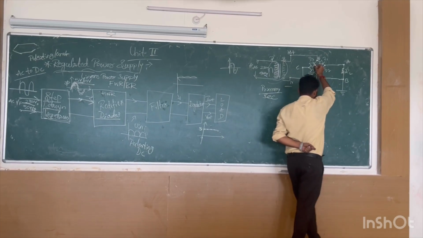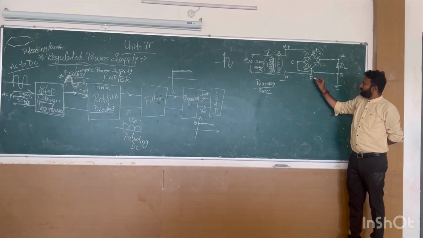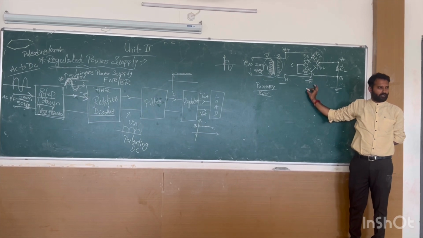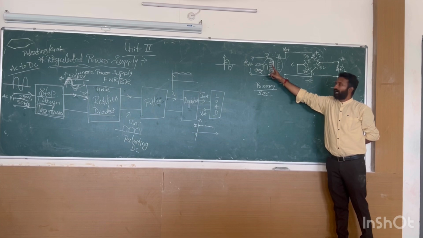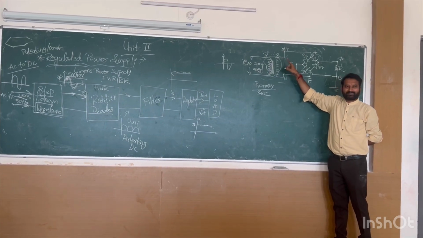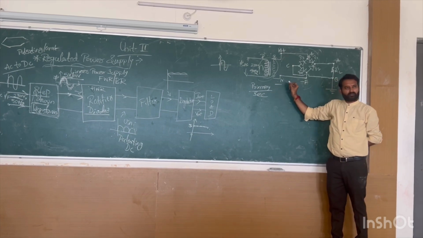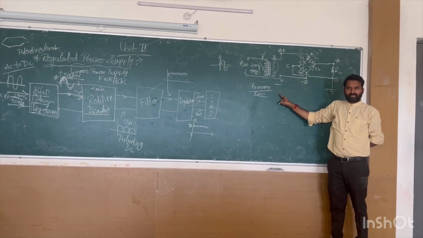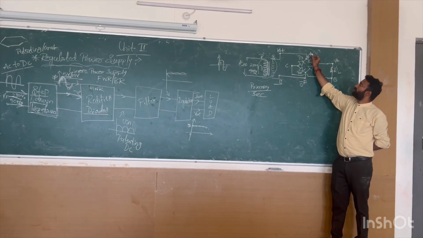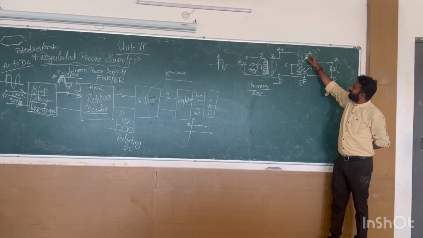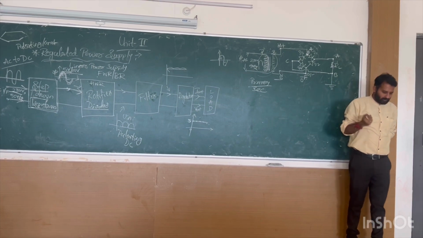Then what will happen here? A positive will appear at E with respect to F, and it will be negative at F. Understandable? I am applying a positive half cycle and the voltage induced at the secondary will be positive at M with respect to N. A positive here, a negative here, means a 0. I am applying a positive voltage at E, and 0 or negative at F. Now tell me what will happen.